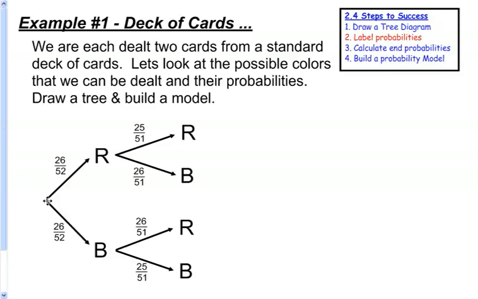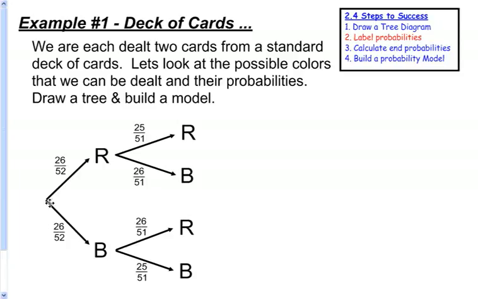The probability my first card is red is 26 out of 52. 26 out of 52 cards are red. Now when the dealer is getting ready to give me my second card, there are only 25 red cards left, and there are only 51 cards in their hand to give me. So this probability is 25 reds out of 51 cards left. Okay. If I got red the first time, I have to remember there are still 26 black cards left in the deck, and there are 51 cards left in the deck. So 26 out of 51 chance I get black the second card.